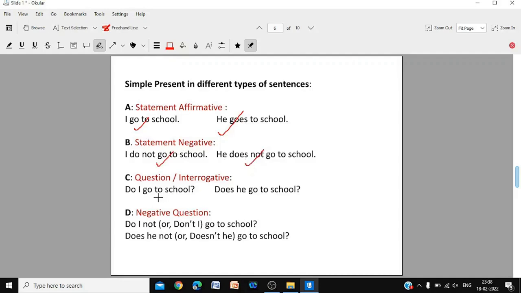Question: Do I go to school? Does he go to school? And a negative question: Do I not go to school? You can also say, don't I go to school? Does he not go to school, or doesn't he go to school? That's a negative question.